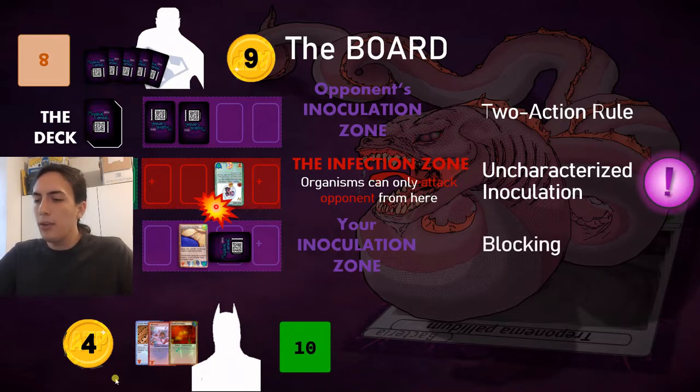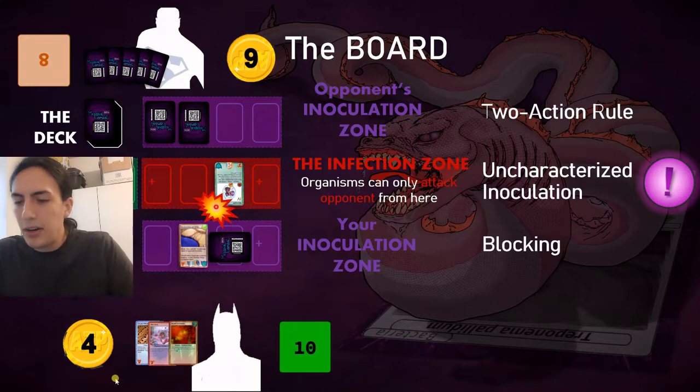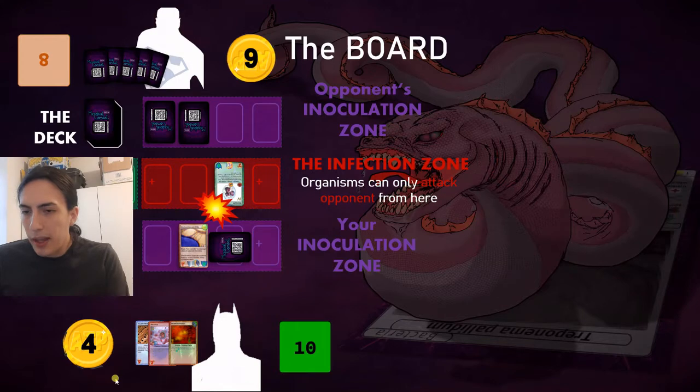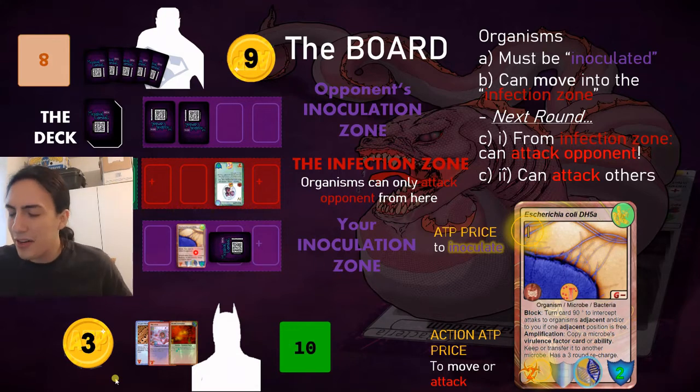So, blocking. This is a very common ability that organisms have, and we'll get into what abilities are exactly and where you can read about them. If we go back here to E. coli, this is an ability that E. coli has, and here it reads: block, turn cards 90 degrees to intercept attacks to organisms adjacent and or to you if one adjacent position is free. I'll explain them because they're very common.